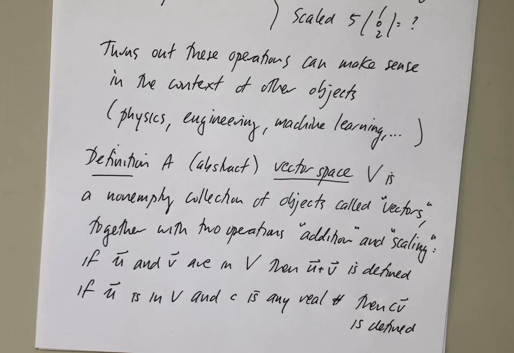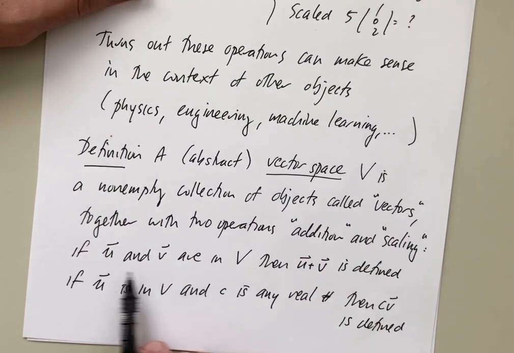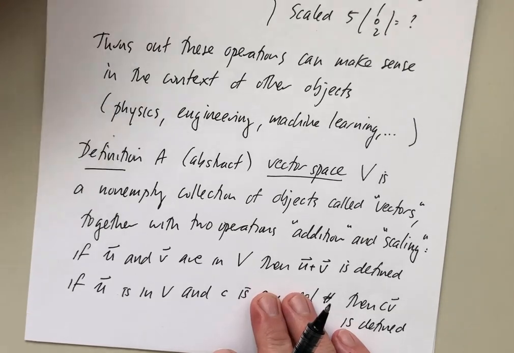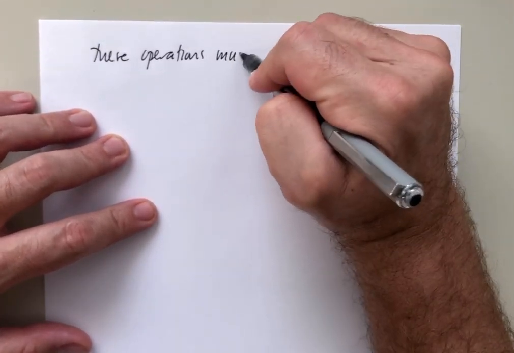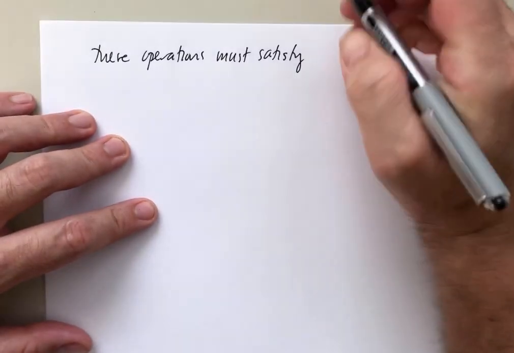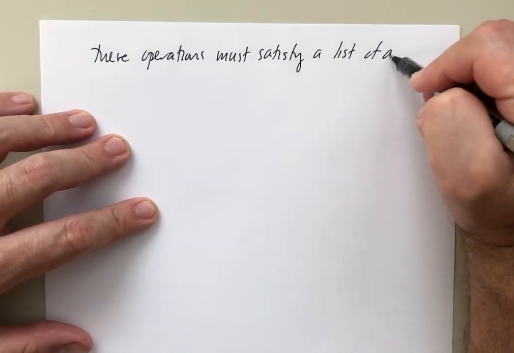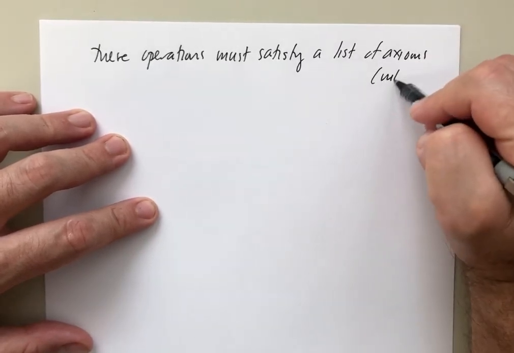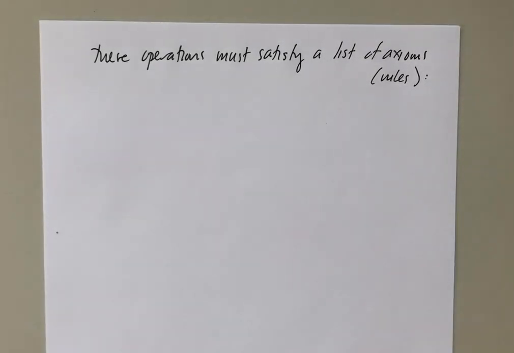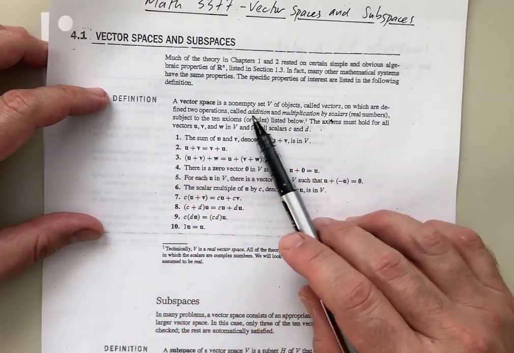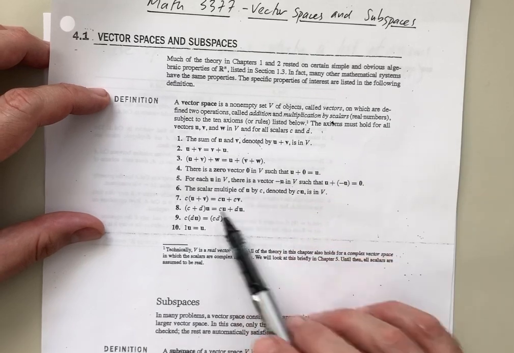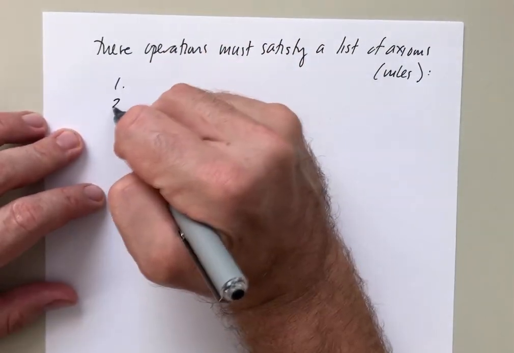Now, of course, it can't just be any old kind of rule that you just randomly write down. These operations must satisfy a list of what are called axioms. Axioms is just another way to say rules. And there's 10 of them, so it's a little bit complicated. I'm not going to write them down here. This is a scan from your book, from chapter 4.1. This is the list of all the properties. I don't expect you to memorize these, but there's 10 rules here.